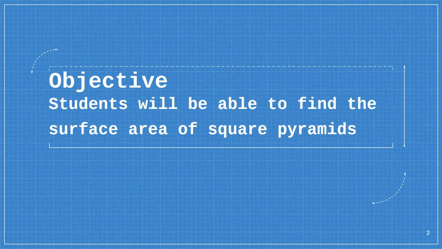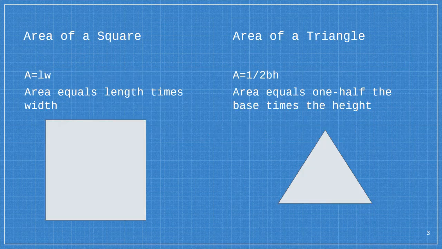Our objective for today is that students will be able to find the surface area of square pyramids. Pretty simple, right? The first thing we need to know is how to find the area of a square. The area equals the length times the width. For a square, the length and the width are both the same. I just multiply those two together.